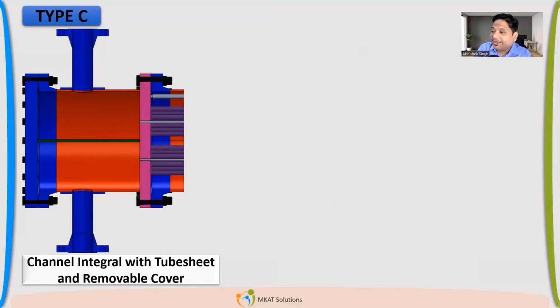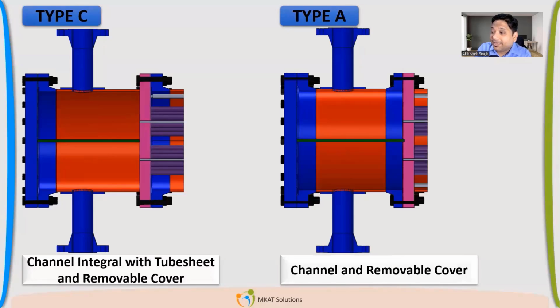Any difference you can identify compared to, let us see, type A? Because it looks like completely type A. It is now a removable cover. Okay, so what is the difference? What is the difference if we compare with type A?